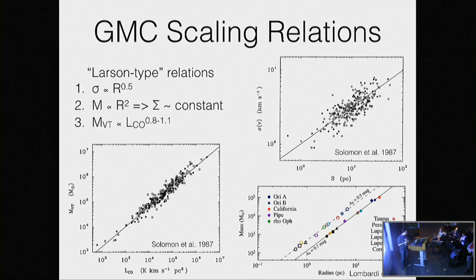And then finally, the third law is the relationship between either the mass determined from a line such as CO, or the CO luminosity, and then the virial mass, which can be calculated from its size and line width. And these two quantities have been shown to correlate in GMCs.